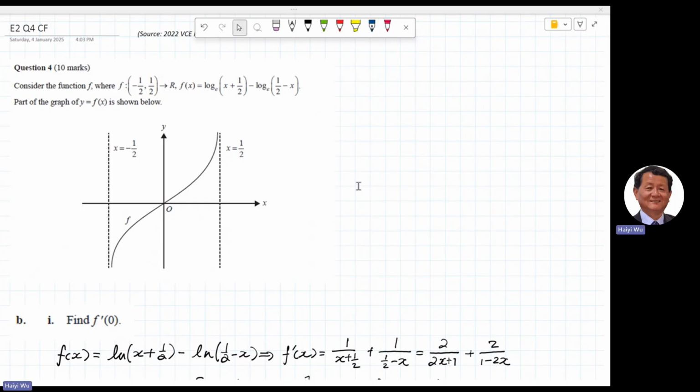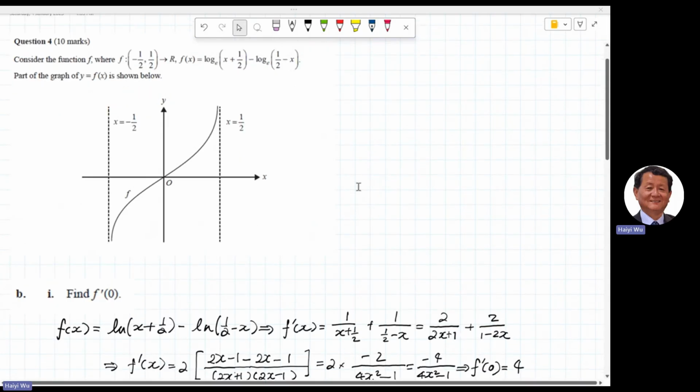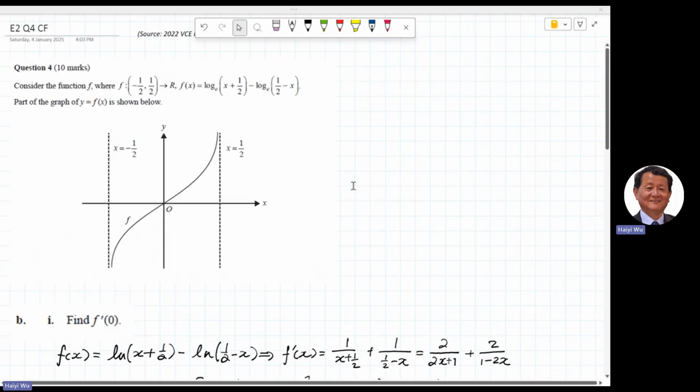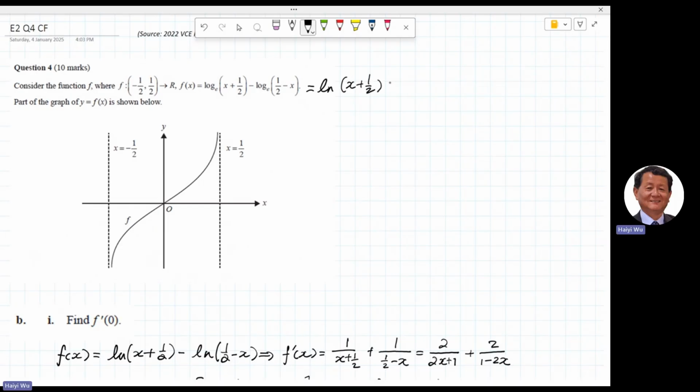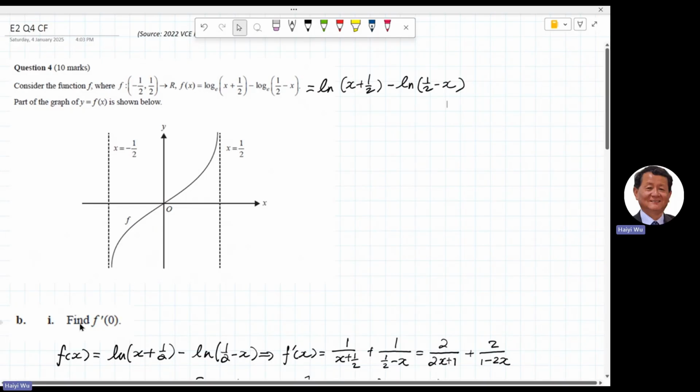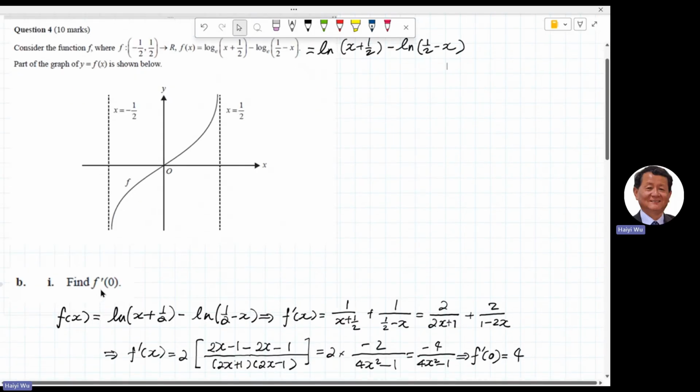Today we're going to show you how to find the first part. We've got an original f(x) which is a log. This looks pretty long, but it's not really. I'm going to change to ln, so that's better. Okay, so first we need to find the derivative of f when x equals 0.